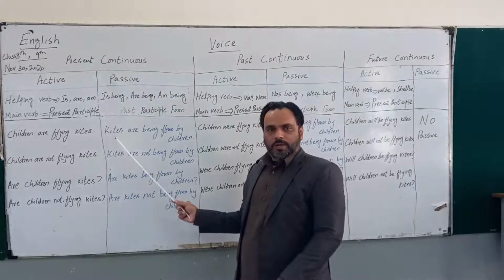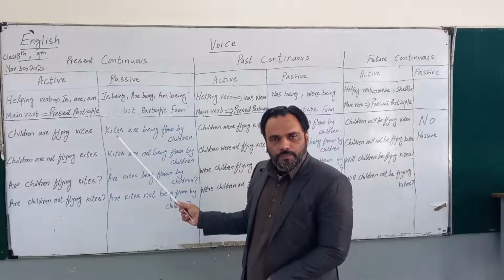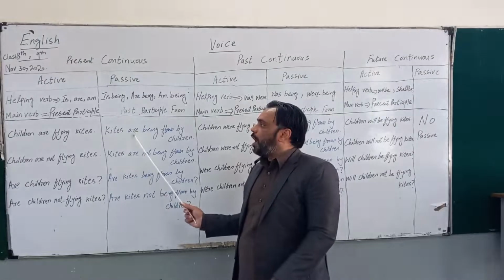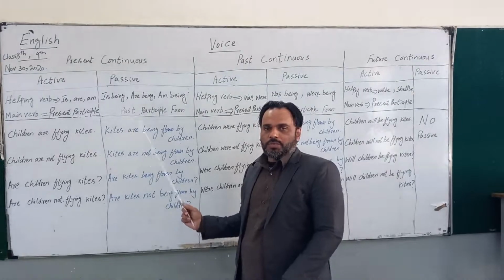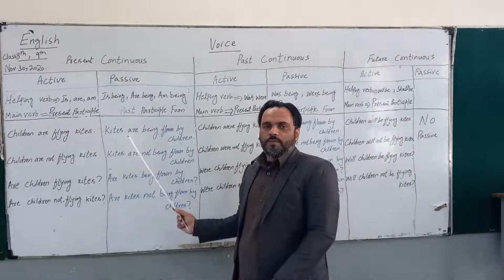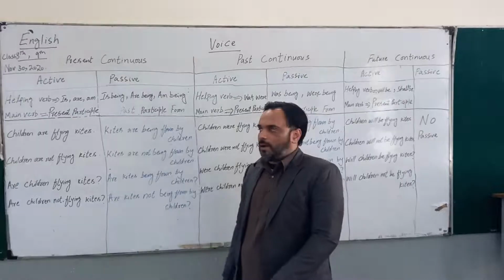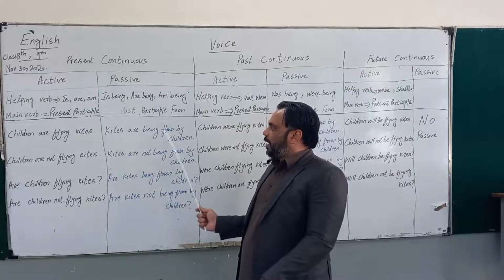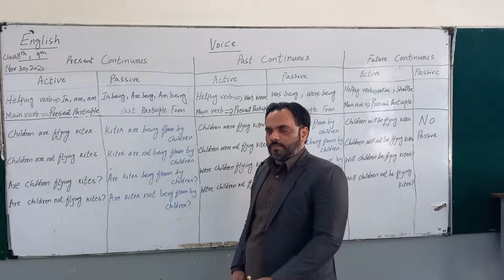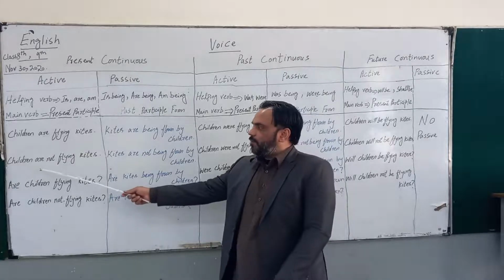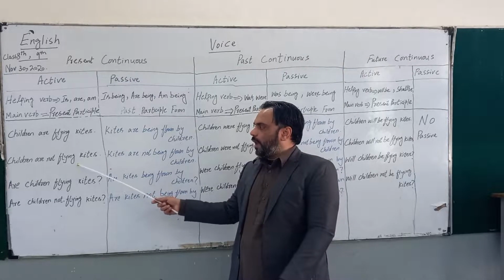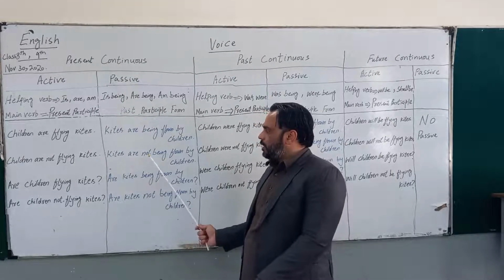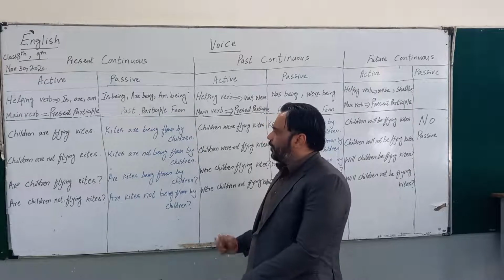Now, is kites a singular object or a plural? Yes, it's plural, so we will use are being. If it was singular, we would have used is here, but since it is plural, we are going to use are being here. Kites are being flown by children. Now to make this negative: children are not flying kites. So, kites are not being flown by children.